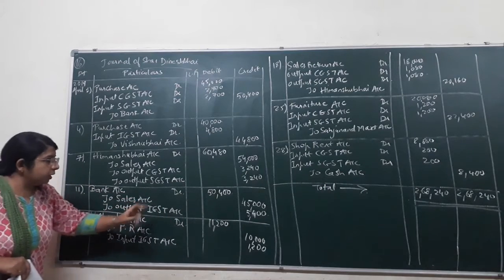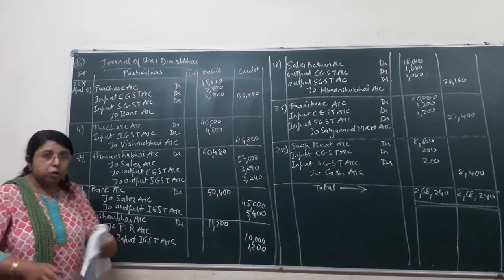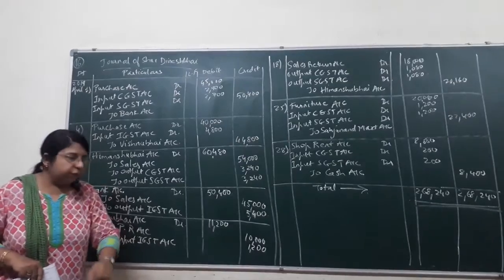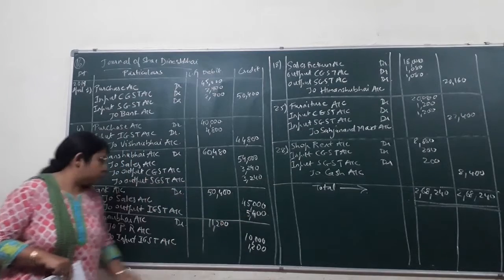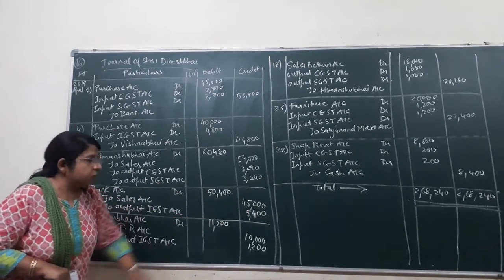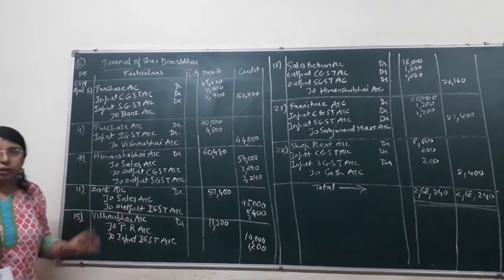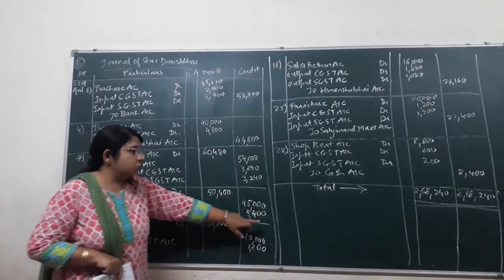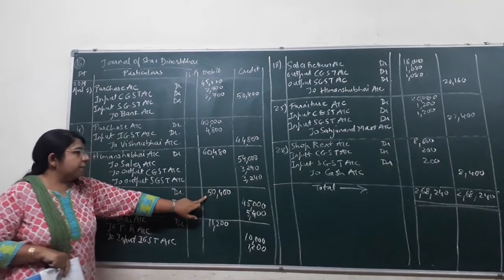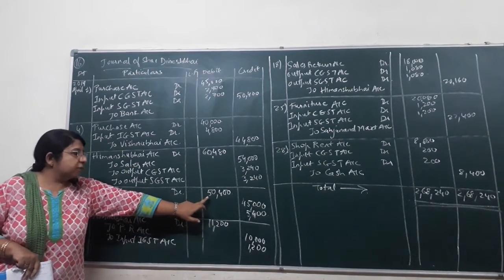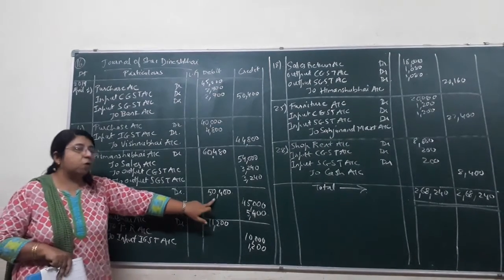To sales account credit. See, you have sold the goods worth rupees 50,000 with 10% discount, so the remaining amount would be 45,000. After subtracting the discount, you have sold goods of rupees 45,000. To output IGST account, on 45,000 you have to count 12% rate of GST, that is IGST. Then it will come to 5,400. So 45,000 plus 5,400, the total amount you will receive including tax, is 50,400. That is, your bank balance will increase by rupees 50,400.